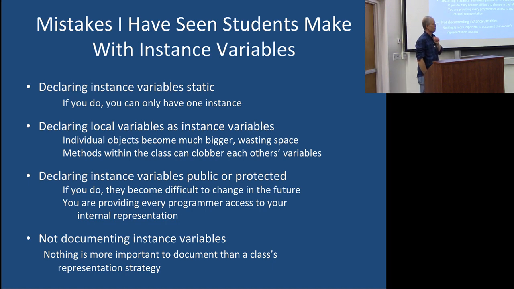Instance variables should always be private. They shouldn't be public or protected. Reasons we talked about last time. It's also important to document your instance variables. Document them because they're the key part of your implementation of a class. And they need to be documented. How do they interrelate? What do they contain? What does this array have to do with representing a set? So keep that in mind as you're working.